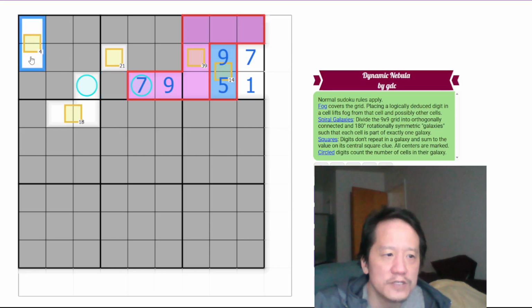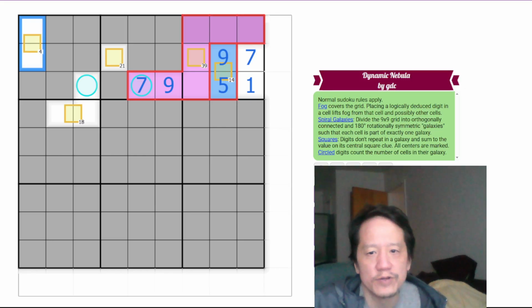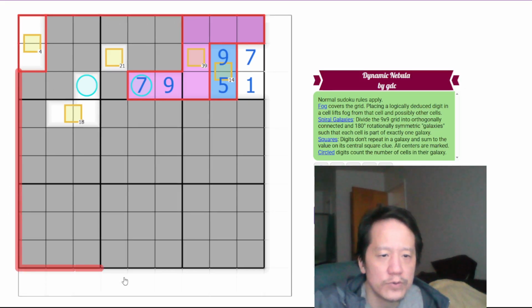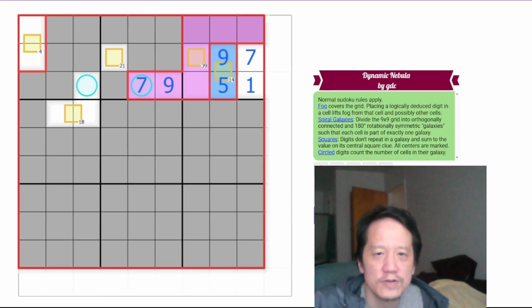This is a galaxy that adds up to 4. It must be 1 and 3. So this is a galaxy in itself. Okay, let's draw borders here. Borders all around the rest of... So this is part of a galaxy. And we don't know where it goes. This is a galaxy by itself. Make that green, I guess. This is a separate galaxy.